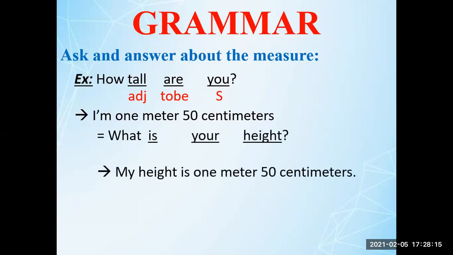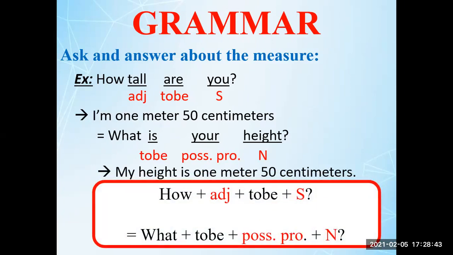We have the synonym question. What is your height? The answer is, my height is 1 meter 50 centimeters. We have verb to be and possessive pronoun and noun. Now we have the structures. Everyone remember, write down in your notebook and give me some examples.